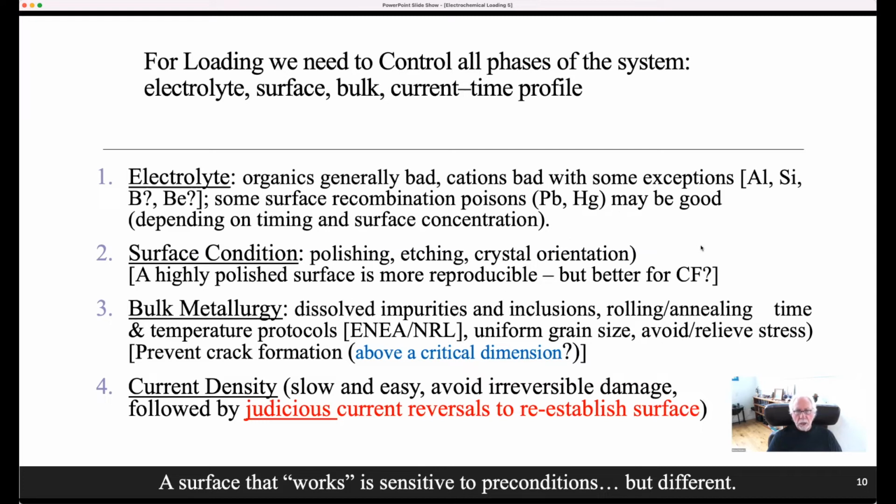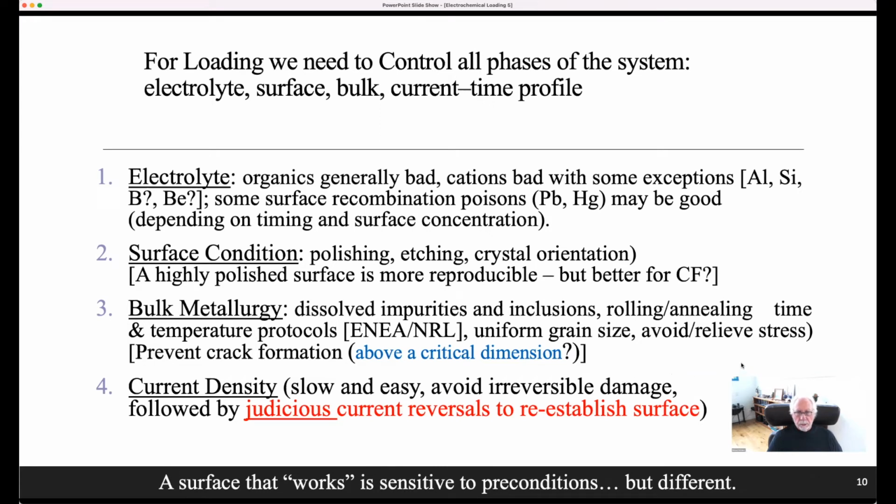Surface condition. An electrochemist would polish. In our case, we found that etching was effective. Crystal orientation is effective. A highly polished surface is probably more reproducible and better for electrochemistry, but I'm not certain that it's better for cold fusion.